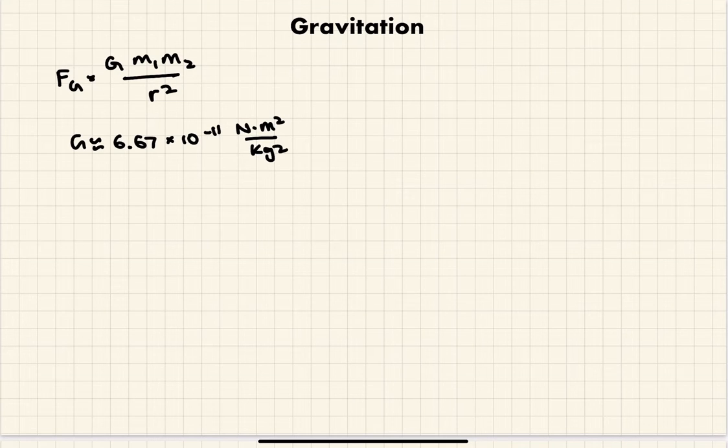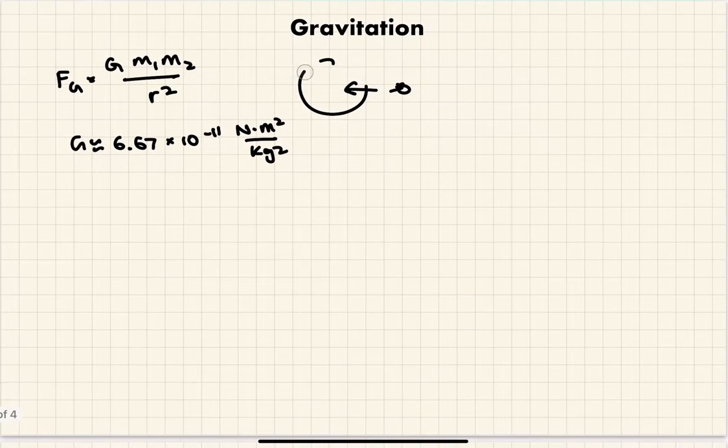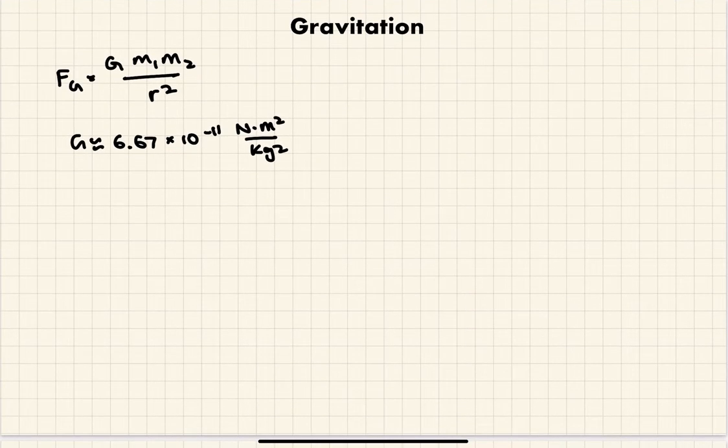Also, the force of gravity between the two objects is going to be the same because of Newton's third law. If you have a big planet and a small planet, or a big planet and a moon, the force of gravity is going to be the same. It's just the gravitational acceleration between them that's different.